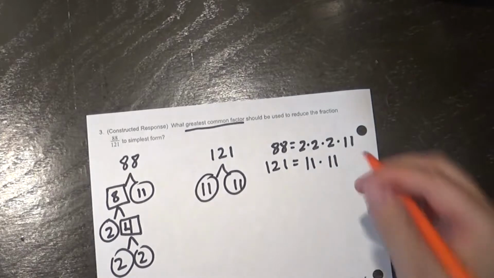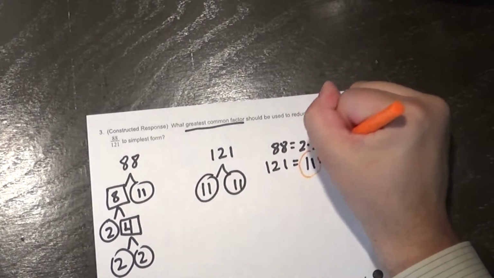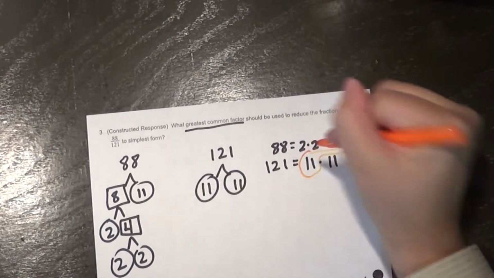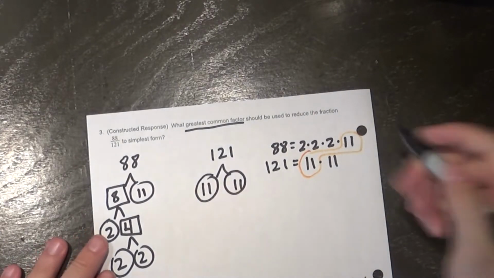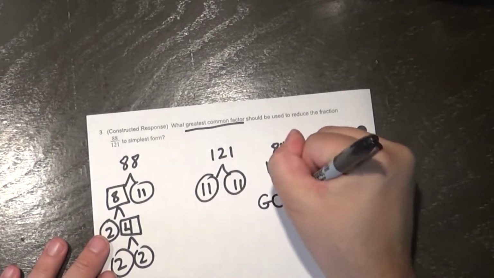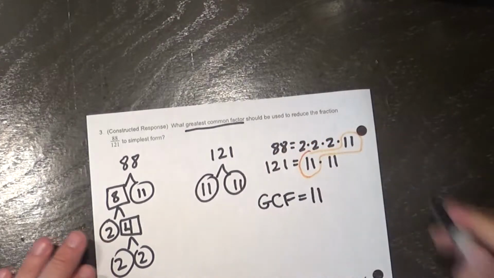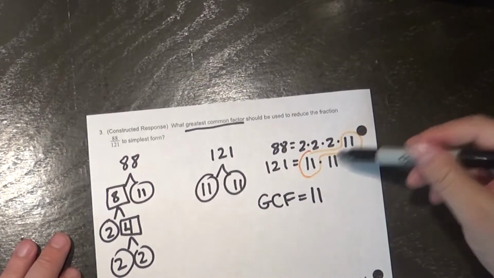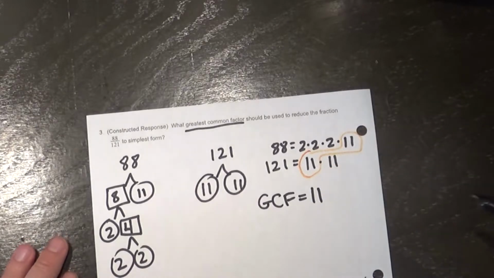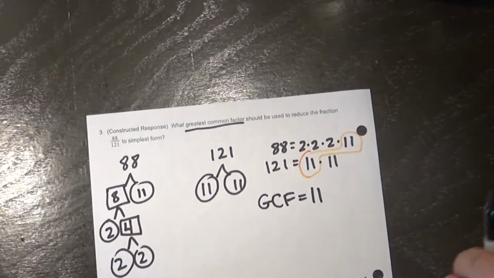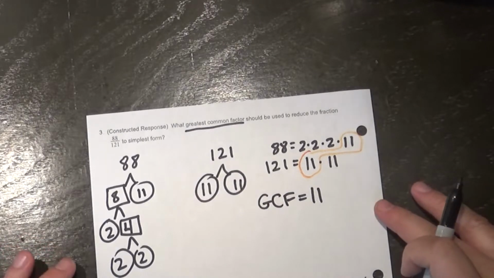So once again, I'm going to circle for myself any of the common primes in that prime factorization, and it happens to be 11. So the greatest common factor is equal to 11. Now I'm not multiplying 11 times 11 or writing it twice, just once for each grouping that I have. So there's my answer. No other label is necessary for number 3.